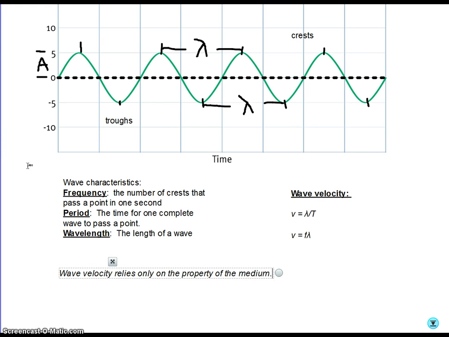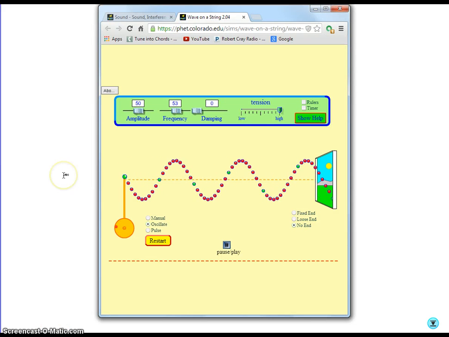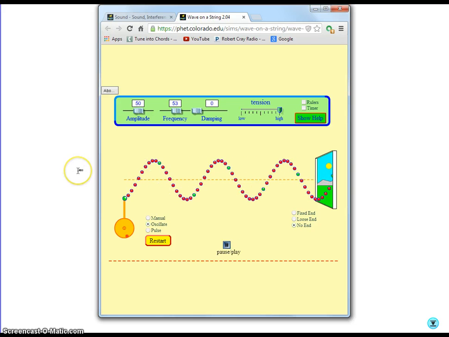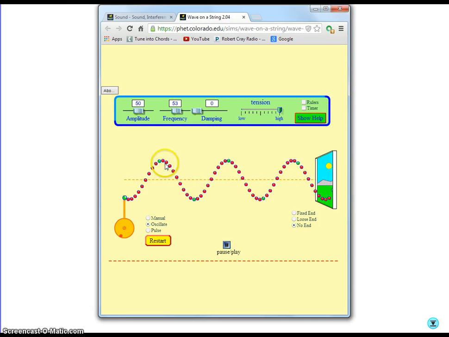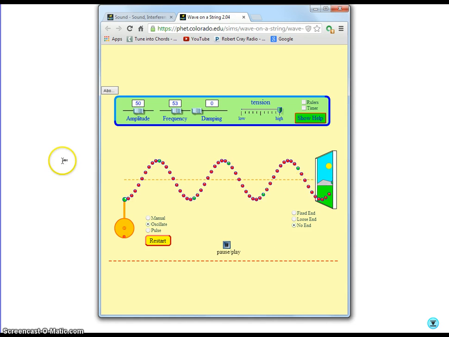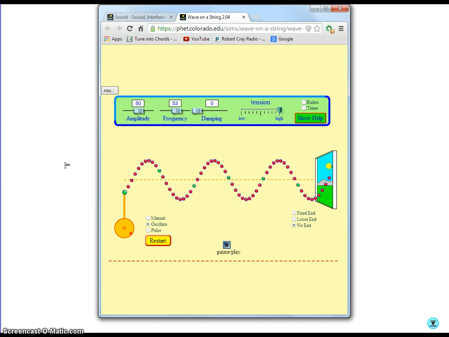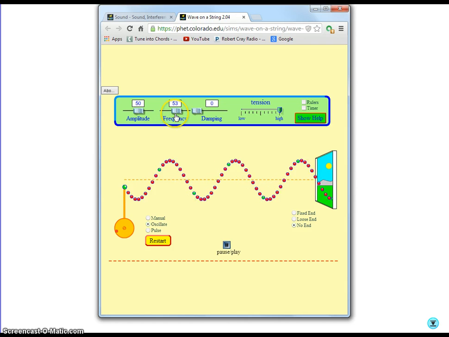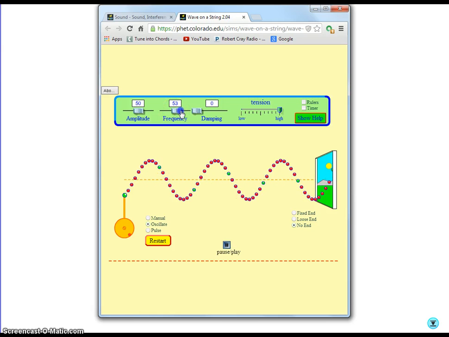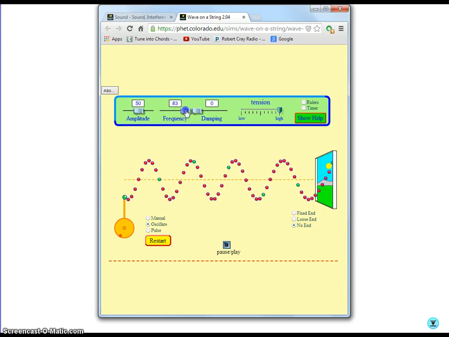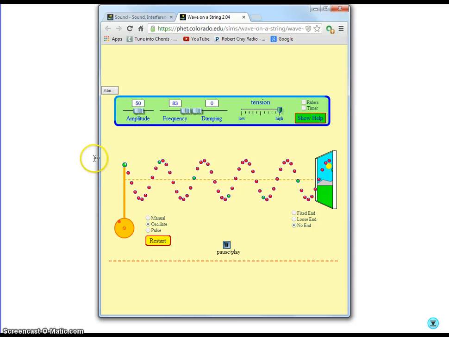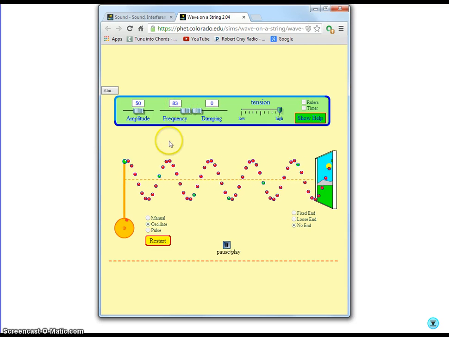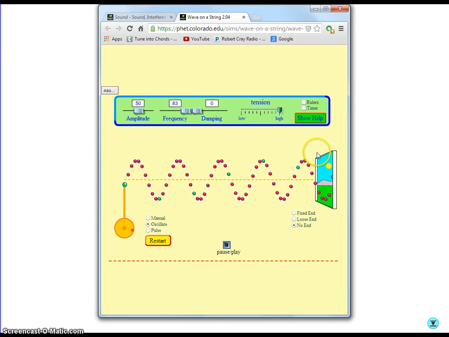And I'll try and demonstrate that with this little simulation. So we have this simulator again, and it's not running smoothly. Not sure why. But if we follow one crest across the screen and get an idea how long it takes, and this isn't showing up well because it's not running right, but I can change the frequency, and if I increase the frequency, you can see the wavelength has decreased.